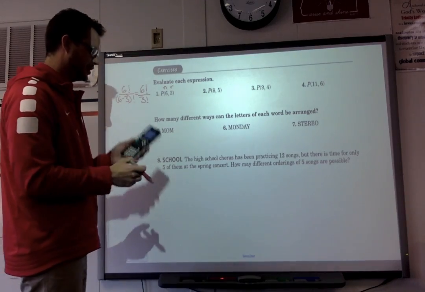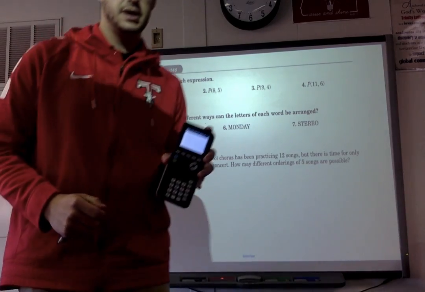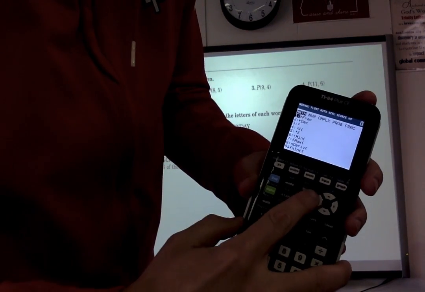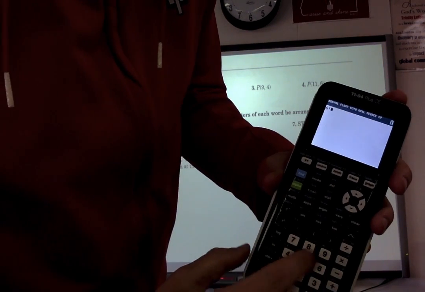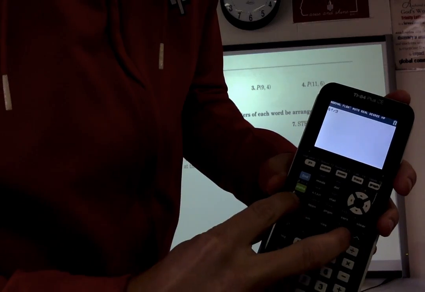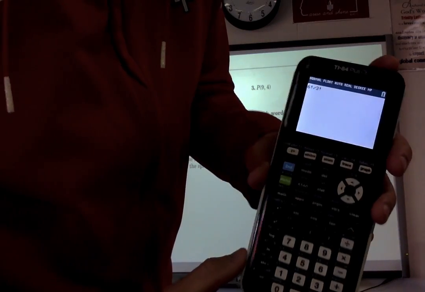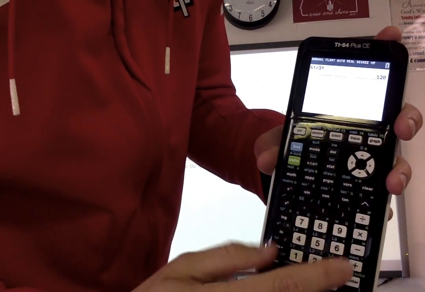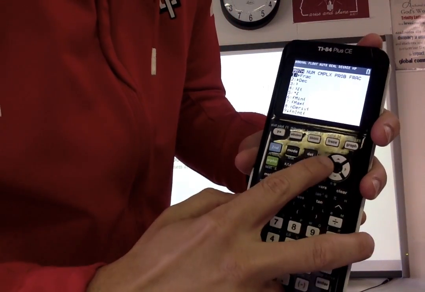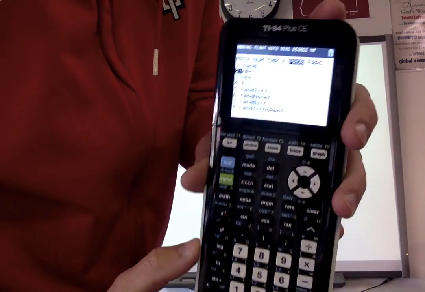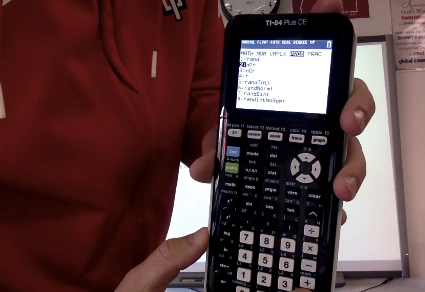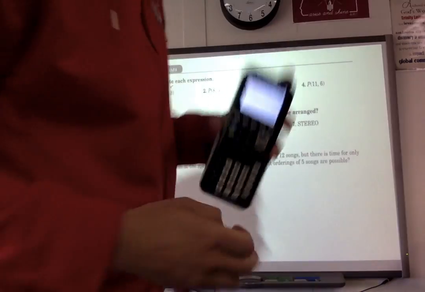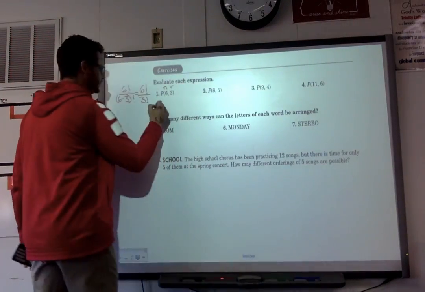Again, we have 2 other options on our calculator. You could either go 6 factorial divided by 3 factorial, which gives us that answer of 120, or we can press 6, go over to probability, go to the permutation function, and then press 3, and again we get that answer of 120.